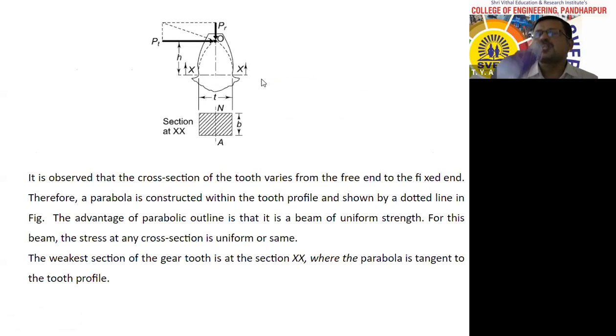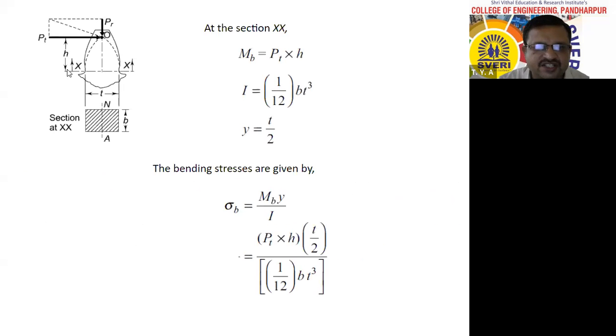Therefore, at the section XX, bending moment MB is equal to what? At the section XX, the bending moment MB is equal to PT into h. Now we can find this. The cross section at XX is nothing but a rectangular section of width T and breadth equal to B.